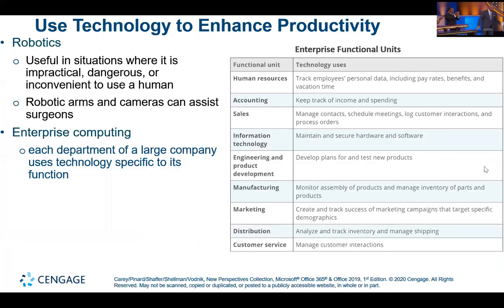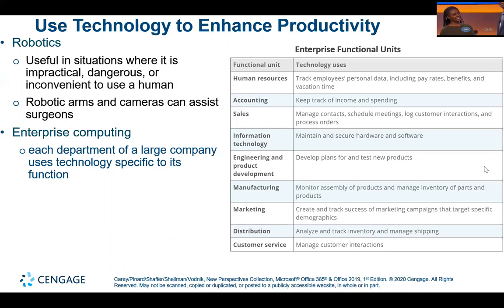In this next slide, you can see that robotics is still coming on strong. Robotics is useful in situations where it is impractical or dangerous or inconvenient for a human to actually try to perform that task. Robotic arms and cameras can assist surgeons also.